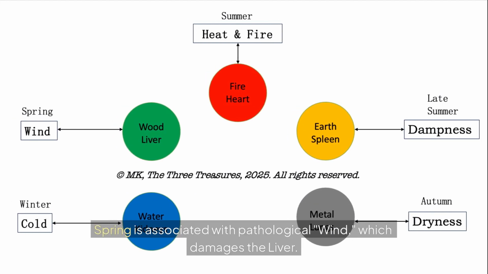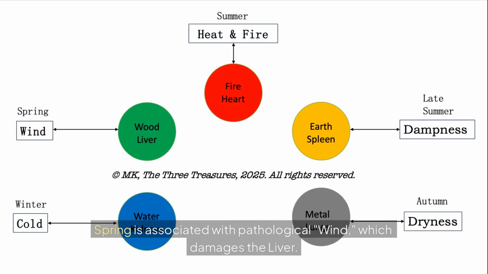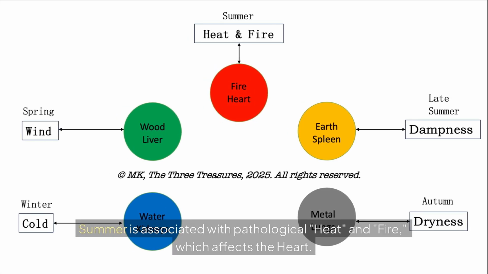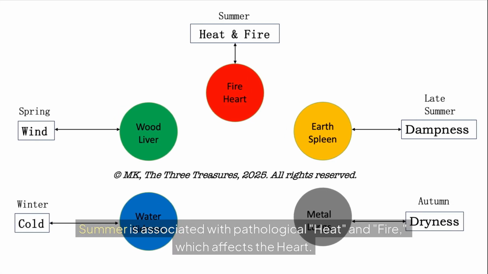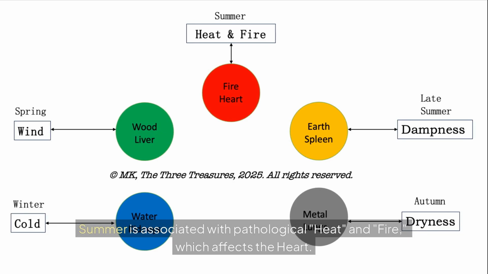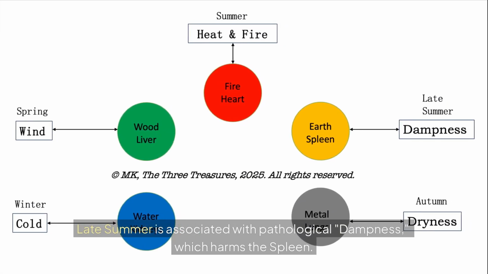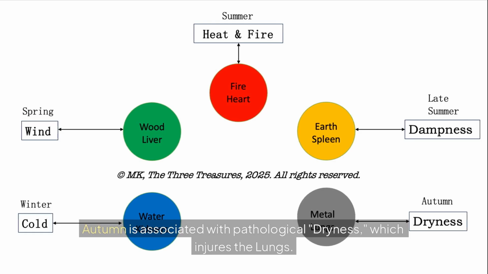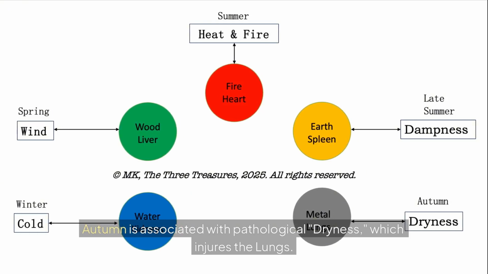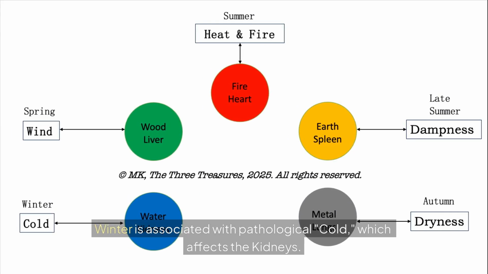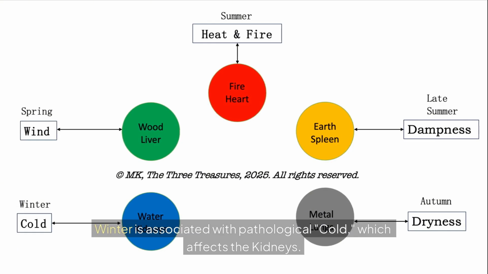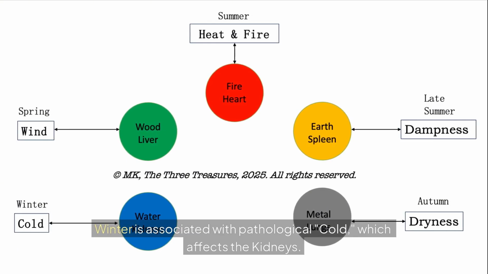Spring is associated with pathological wind, which damages the liver. Summer is associated with pathological heat and fire, which affects the heart. Late summer is associated with pathological dampness, which harms the spleen. Autumn is associated with pathological dryness, which injures the lungs. Winter is associated with pathological cold, which affects the kidneys.